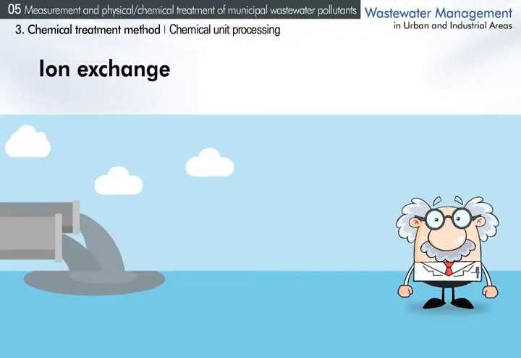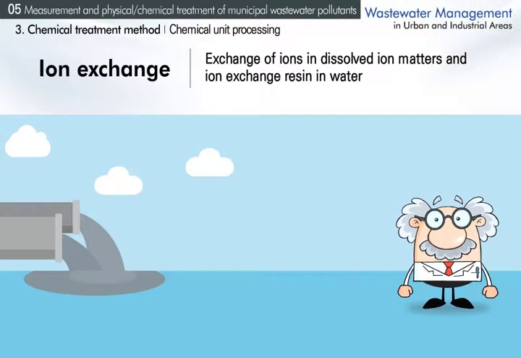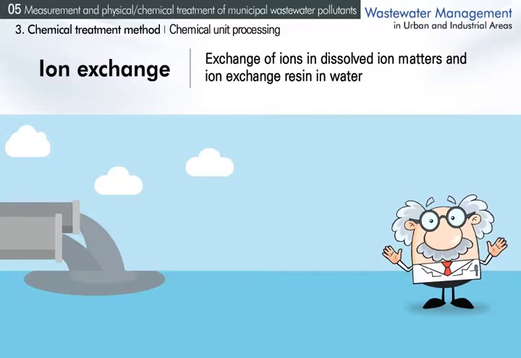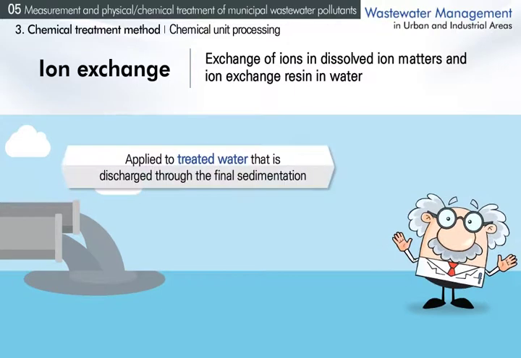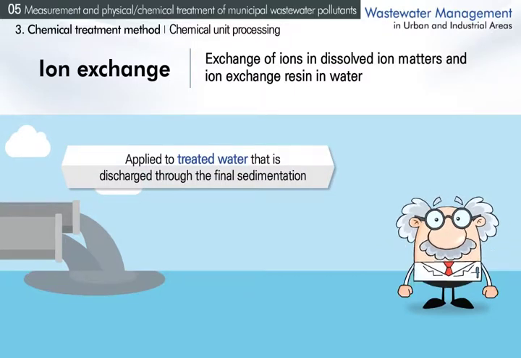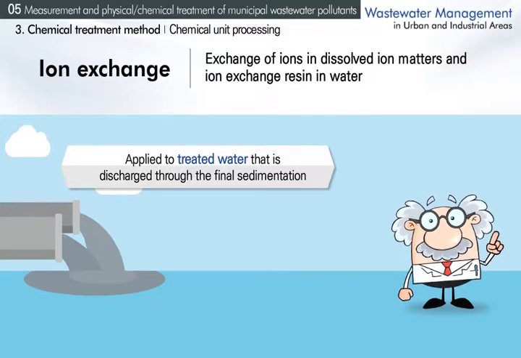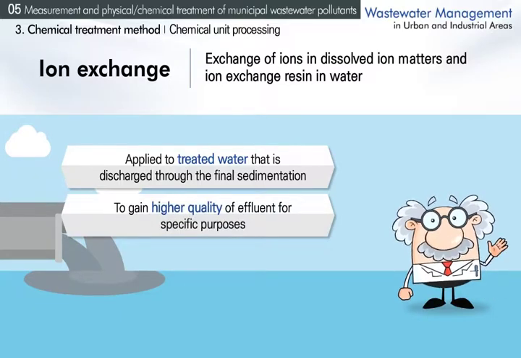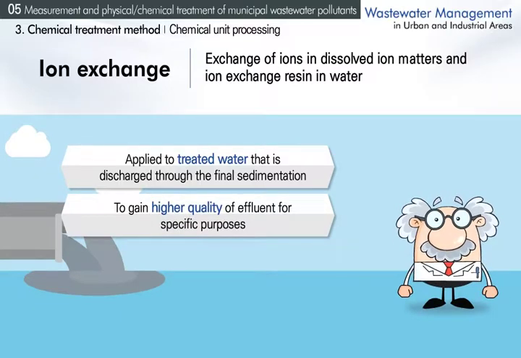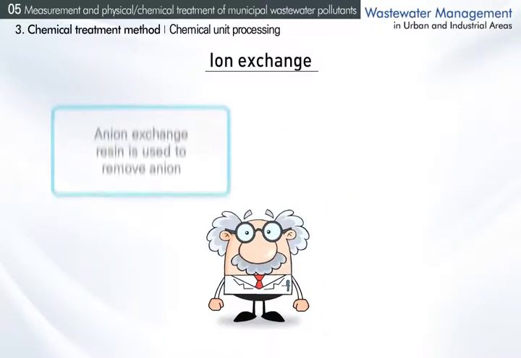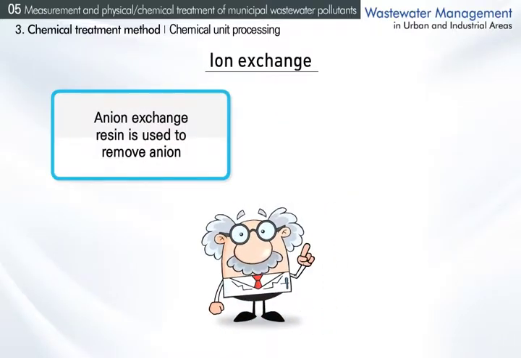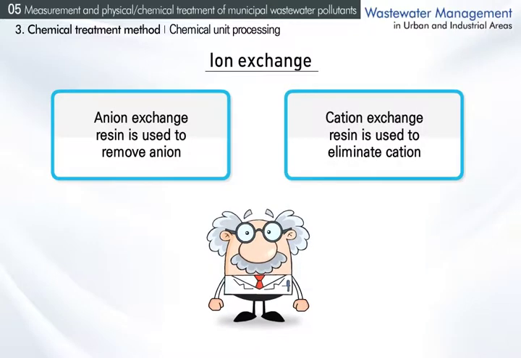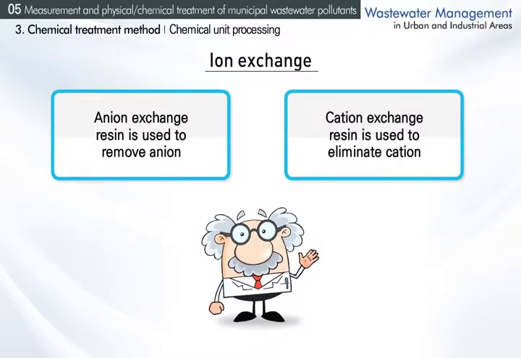The fourth is ion exchange. This means the exchange of ions in dissolved ionic matters and ion exchange resin in water. For municipal wastewater, rather than directly applying ion exchange to influent, it is used on treated water that is discharged through the final sedimentation for reusing wastewater or for specific purposes to gain a high quality of effluent. Anion exchange resin is used to remove anions from wastewater, while cation exchange resin is used to eliminate cations.